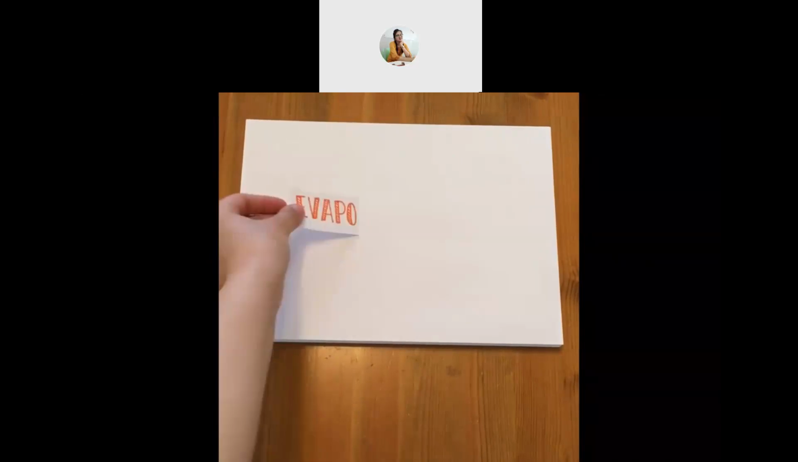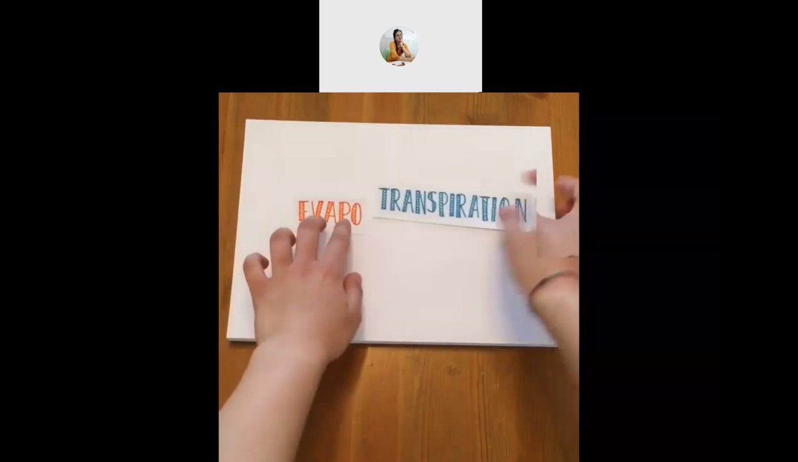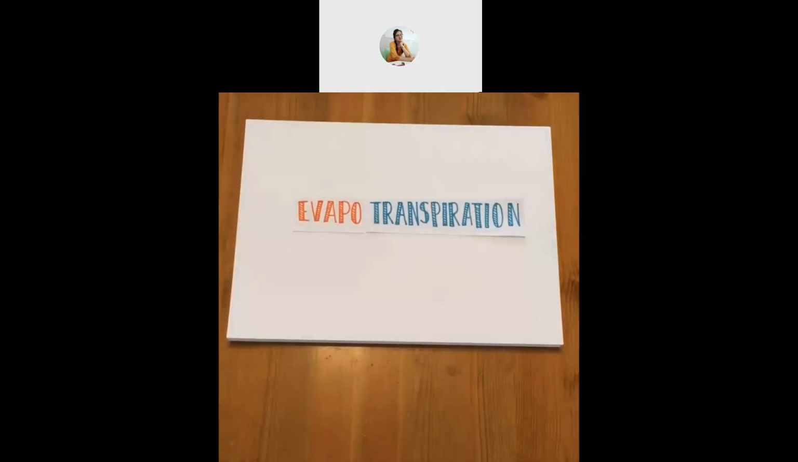So finally, evapotranspiration is just both of these processes put together. It's the total amount of water lost through evaporation plus the total amount of water lost through transpiration added together, and that number is your evapotranspiration.